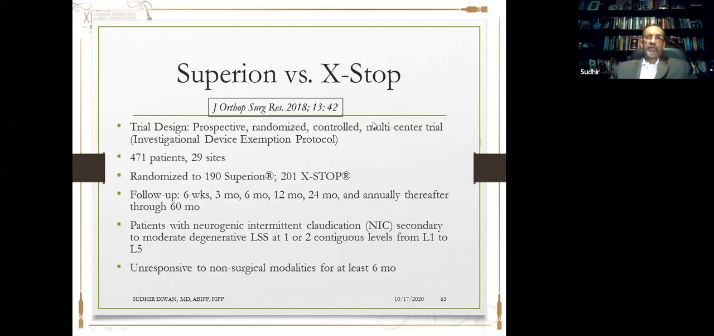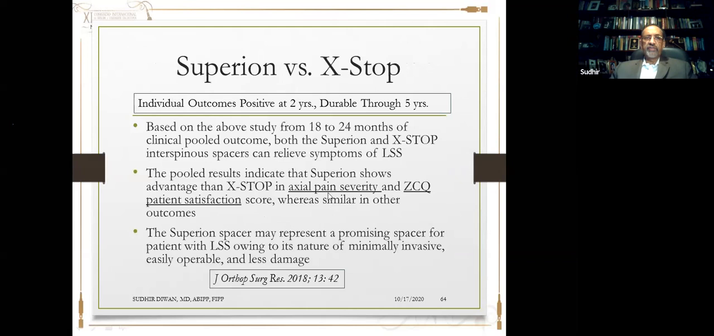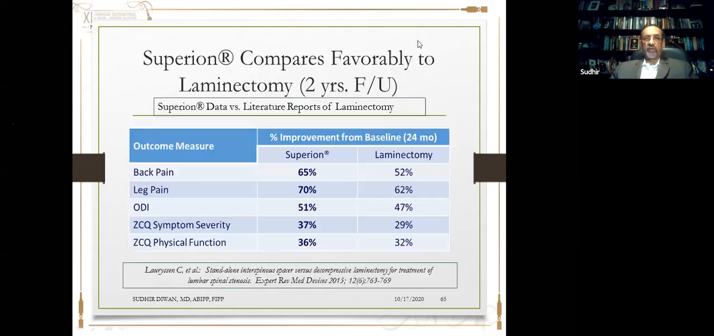The Superion and the X-STOP were compared, and they are actually pretty good together. However, the back pain and axial pain were better with the Superion compared to X-STOP. So you can see here, the axial pain was better and patient satisfaction was better with the Superion as compared to X-STOP. This is compared to the gold standard, laminectomy.